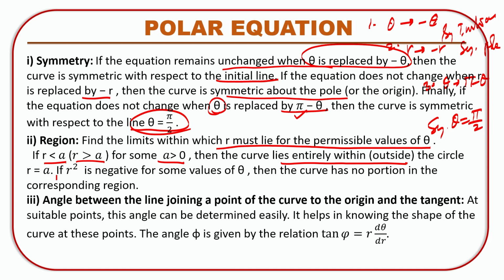Circle r equal to a. If r square is negative for some values of theta, then the curve has no portion in the corresponding region. This is the r only, not the r square, right?